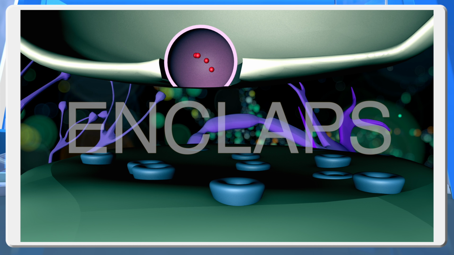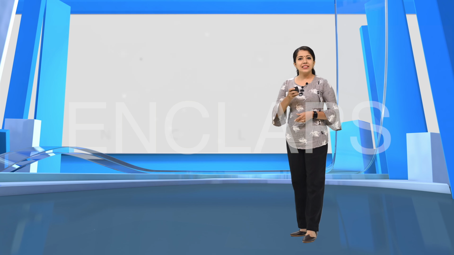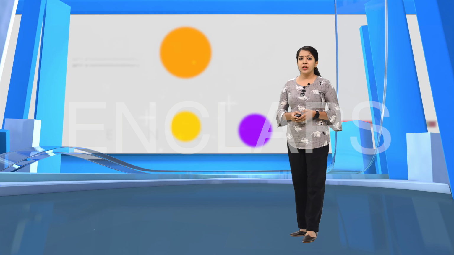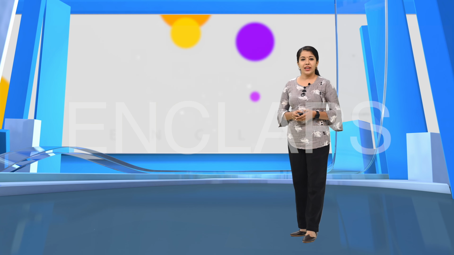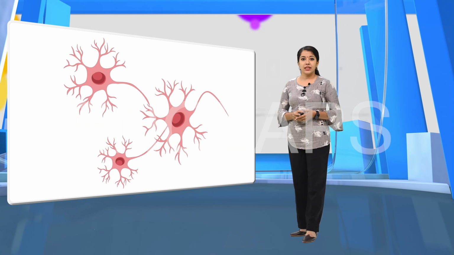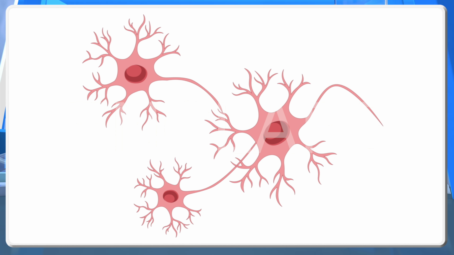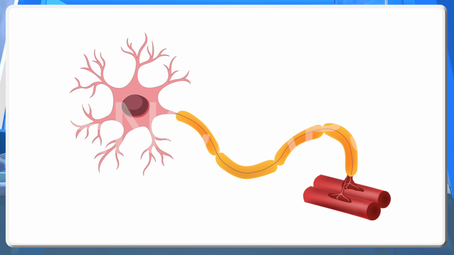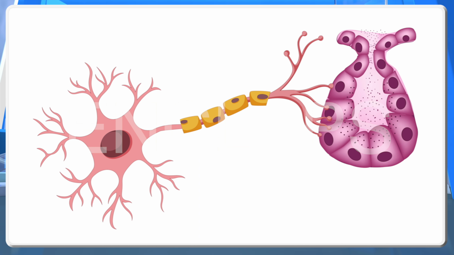Acetylcholine and dopamine are examples of neurotransmitters. Synapse helps to regulate the speed and direction of the impulse. Is synapse present only between the synaptic knob and dendrite? No. There are different types of synapses. Synapse between two neurons, between neuron and muscle cell, between neuron and glandular cells.